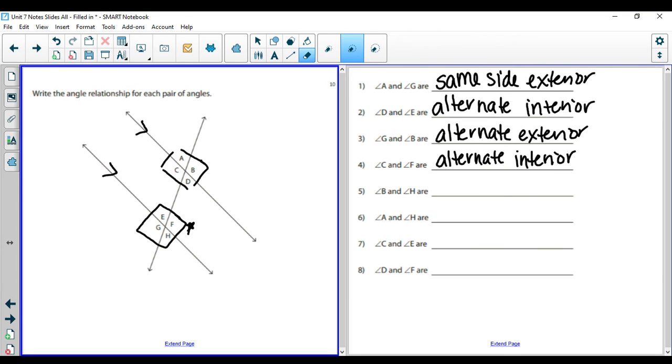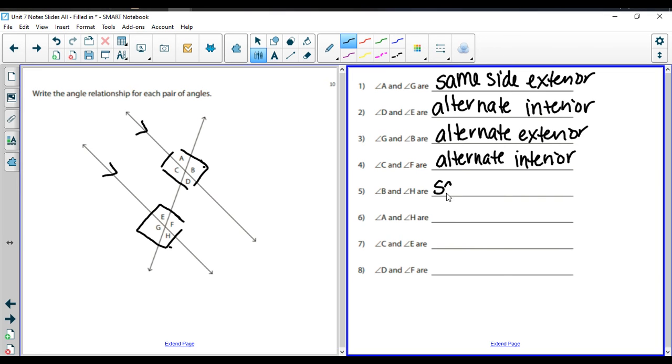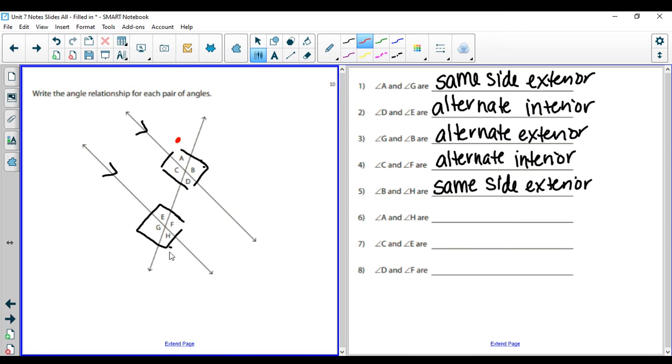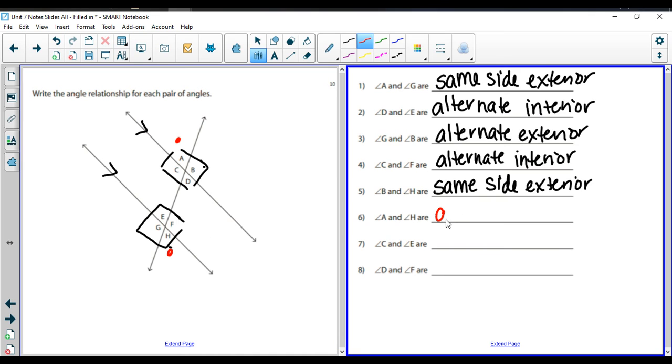Erasing those, I go to B and H, and I notice those are both on the outside, and they are same side exteriors. I would hope that you are trying to take a look at these and figure these out as you go as well. I'm going to start switching a couple colors here. So A and H are both on the outside, and they are on different sides of the transversal, so we would call that alternate exteriors.